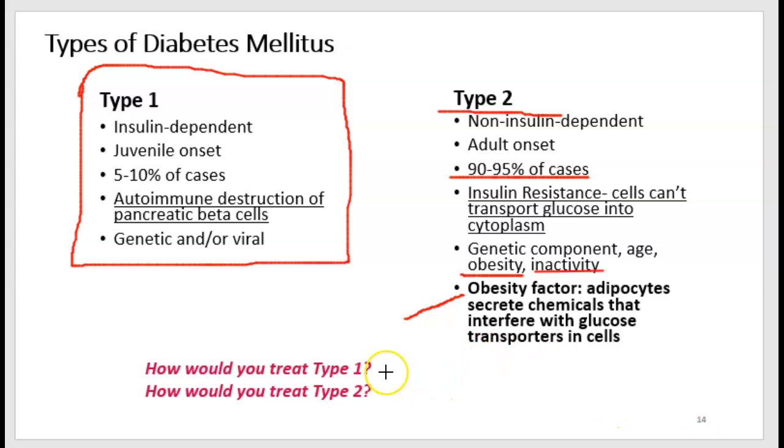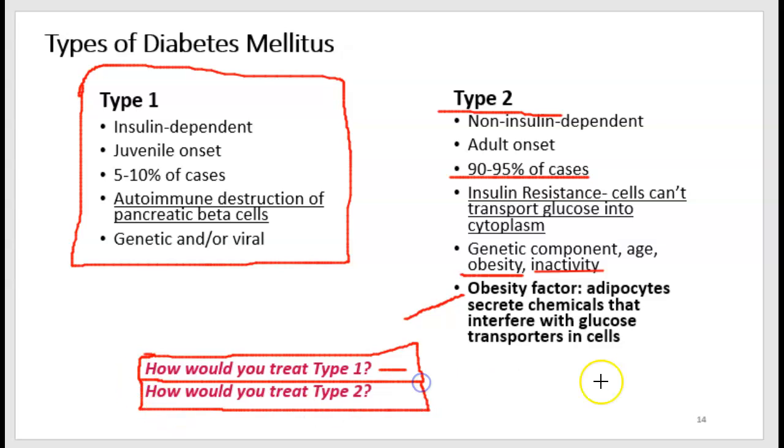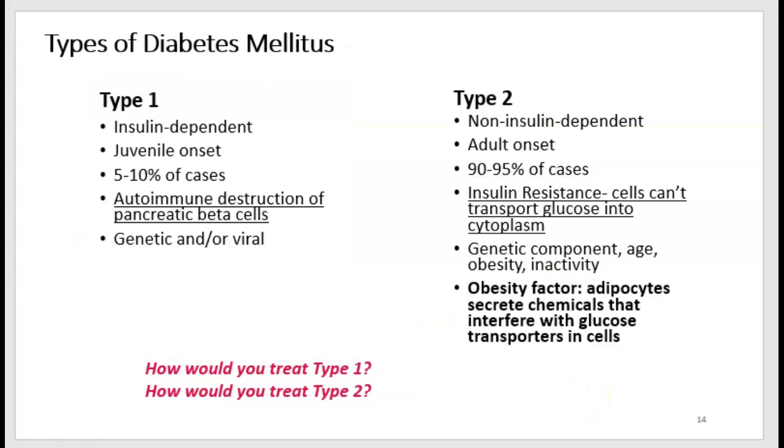So I've got a couple of questions here. How would you treat type 1? Well, since insulin production is negligible or zero, you would treat by giving insulin. My grandmother did that for years and years, giving herself an insulin shot. How would you treat type 2? Well, efforts are directed towards decreasing obesity and increasing activity, with more or less success in certain cases.